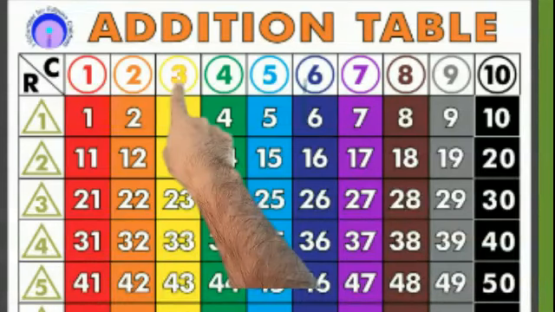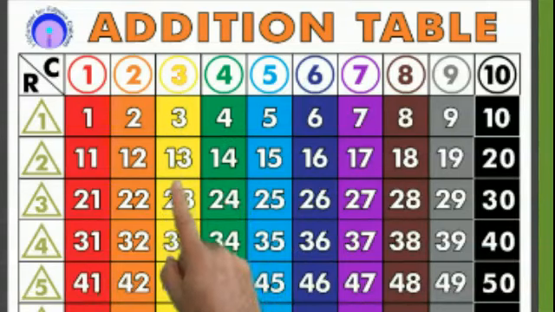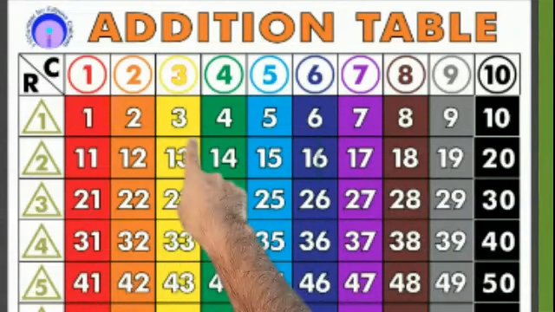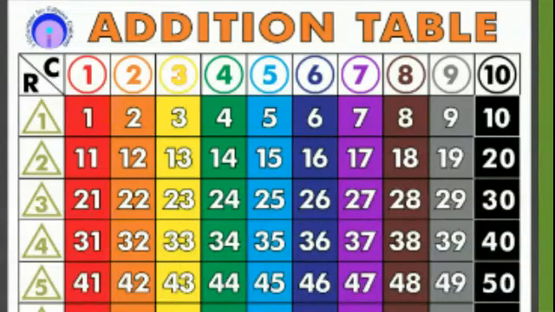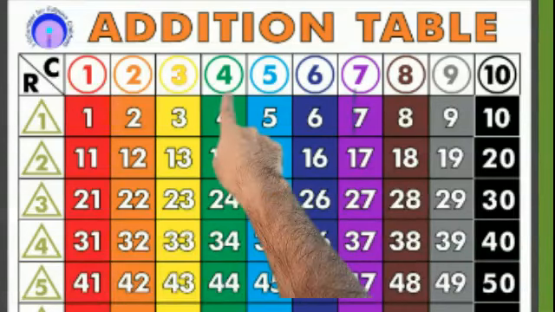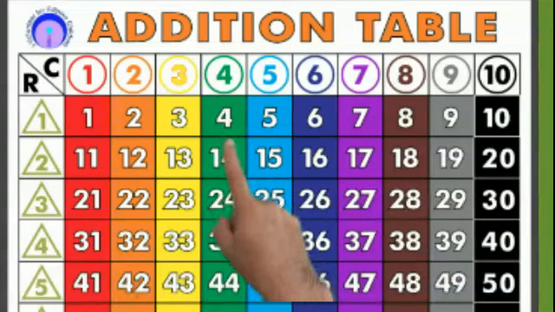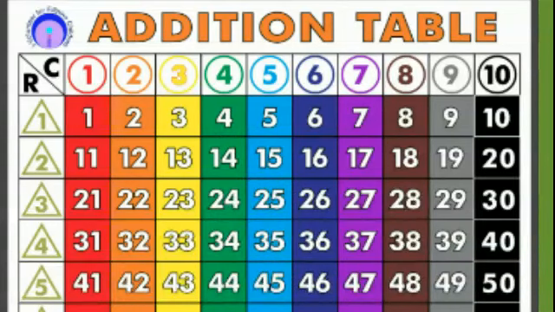The third column, or column 3, is colored yellow. All numbers under column 3 end in 3. Now, let's go to the fourth column, or column 4. Anong kulay? Kulay green. At lahat ng mga numbers under column 4 end in 4.